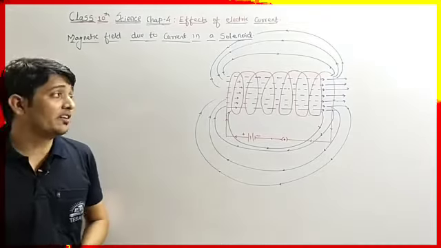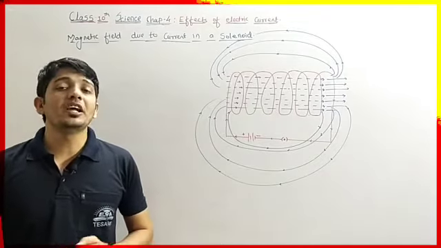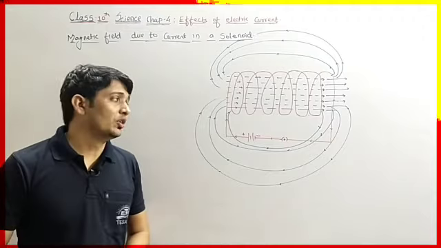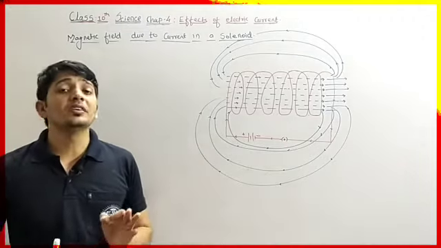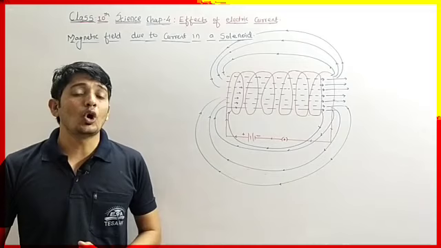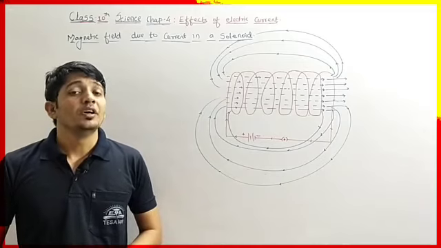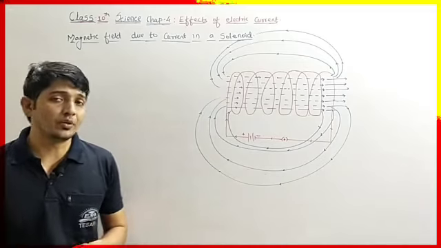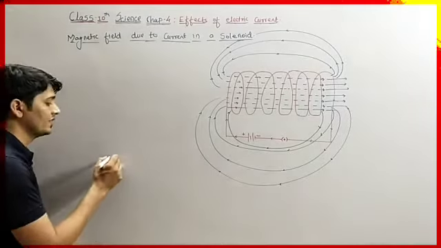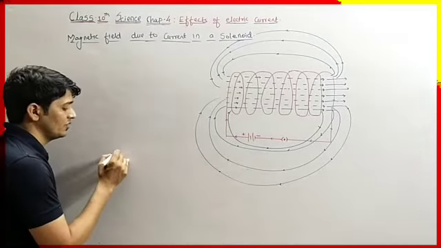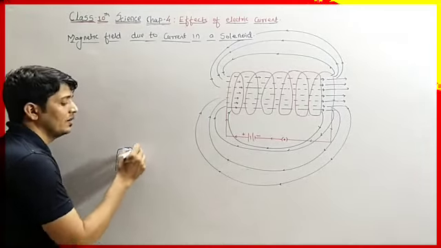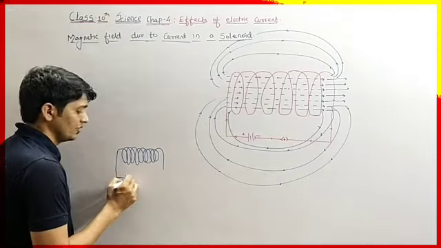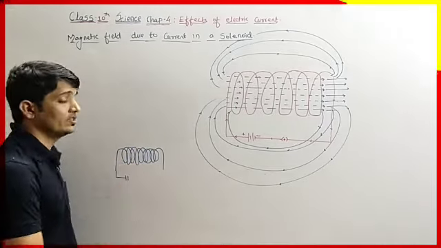So today we are going to understand the magnetic effect produced by the solenoid. A solenoid is nothing but n number of turns of insulated copper wire in the form of a loop. The solenoid looks like this. This is the wire, and there are n number of turns of wire present in a circular loop. This is called a solenoid.